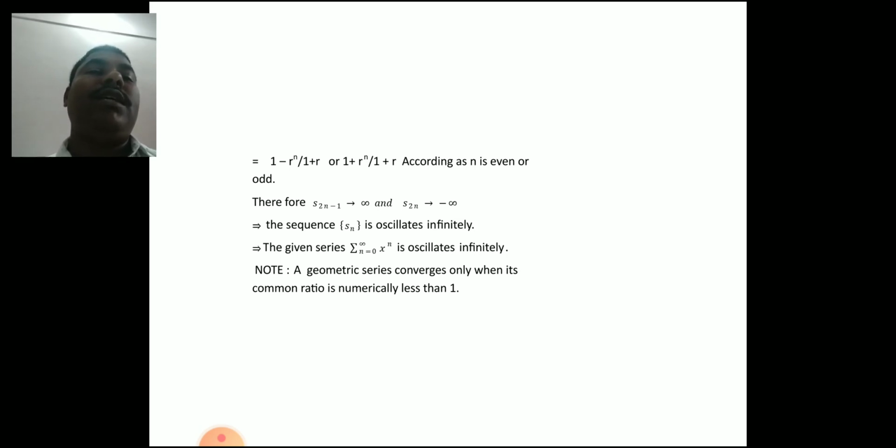So that implies the sequence Sn oscillates infinitely. So that implies the given series summation n equal to 0 to infinity x raised to n oscillates infinitely. So here we have one note: a geometric series converges only when its common ratio is numerically less than 1.